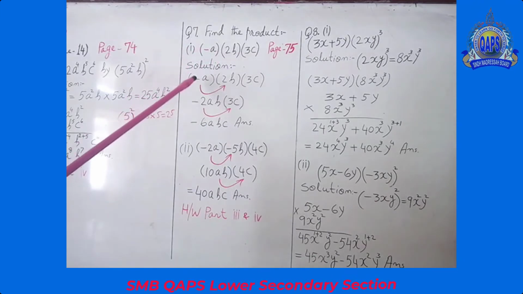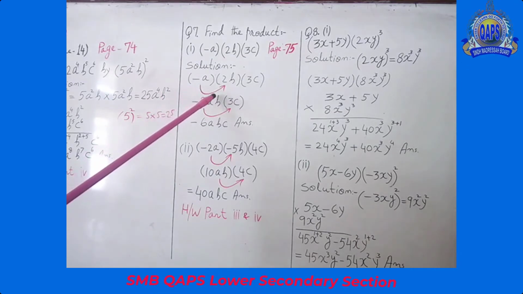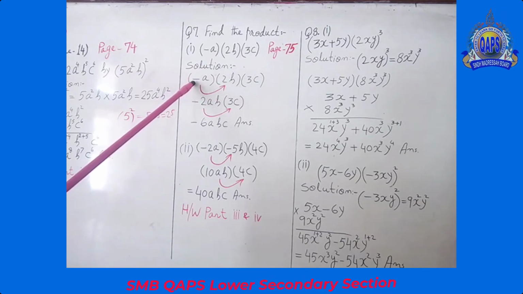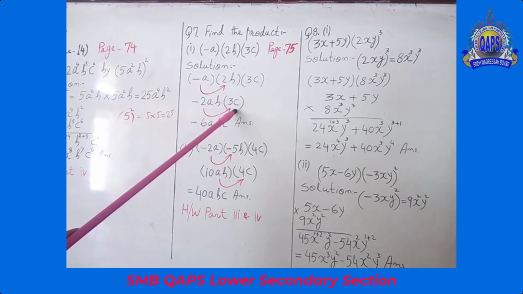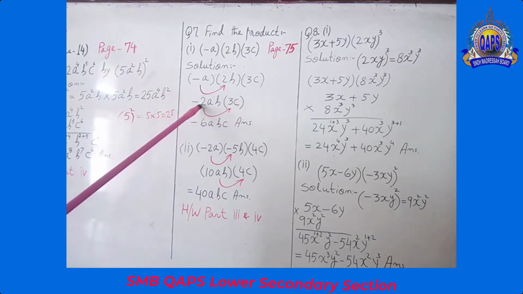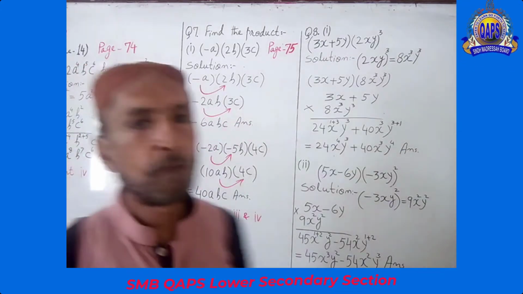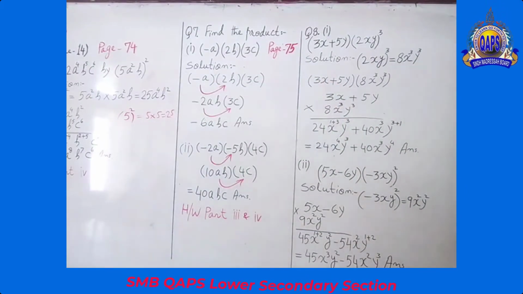Solution. First of all, multiply minus A with 2B. The answer will be minus, because minus into plus will be minus. It will be minus 2AB. Understand this thing? Now, minus 2AB into 3C. The answer will be minus 2 3s are 6, ABC. Very easy. Understand? So, next part. Have a look.